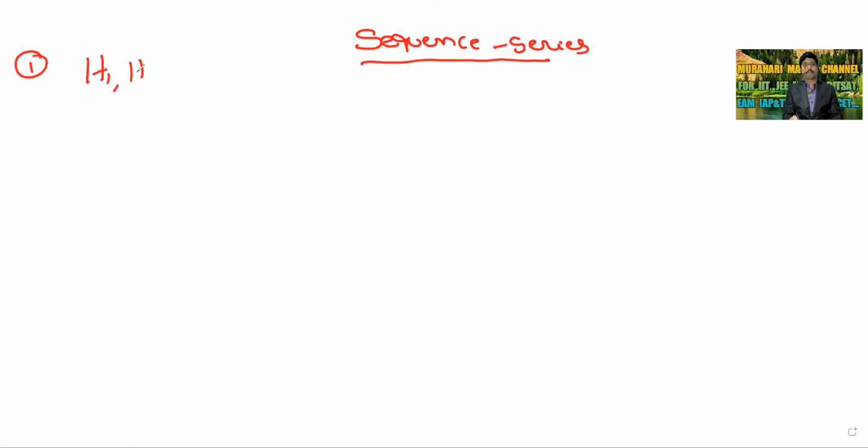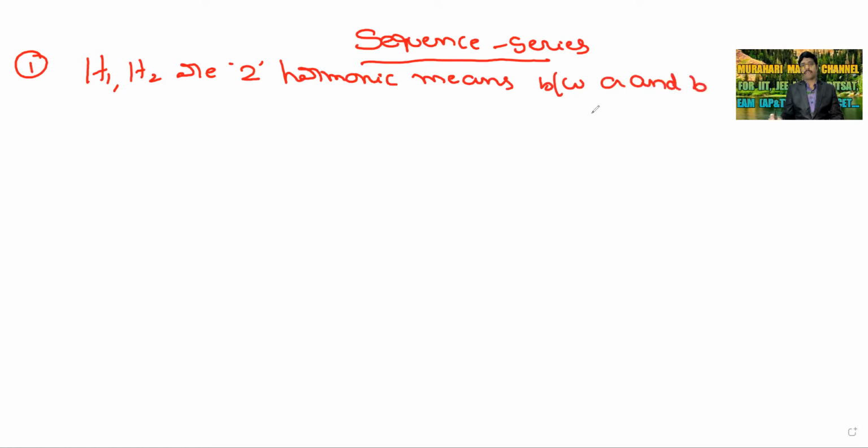H1, H2 are two harmonic means between A and B. Then we have to find (H1 plus H2) by (H1 H2).